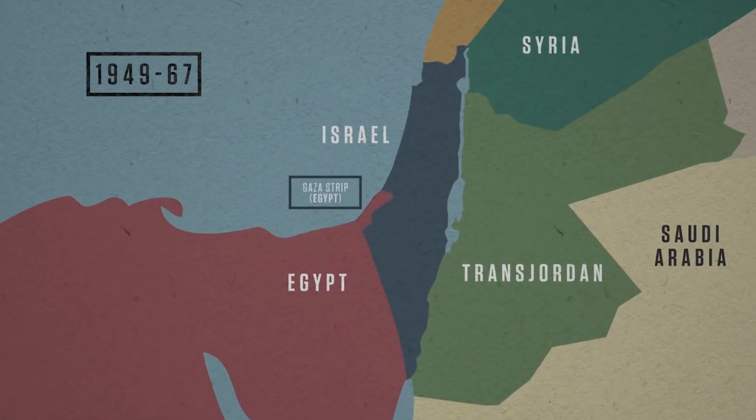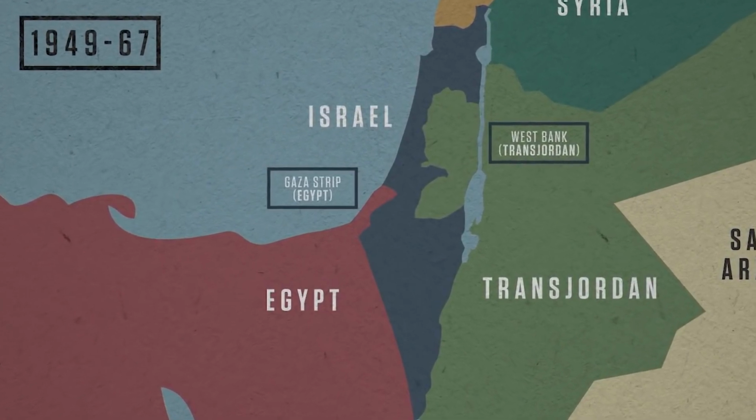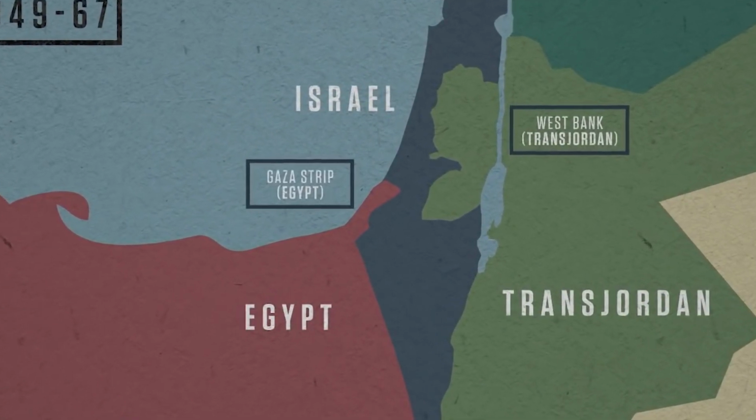Finally, in 1949, a ceasefire was reached and armistice agreements were signed between Israel and several Arab countries. These agreements established temporary borders and ended the war on military terms. Until 1967, when the Six-Day War broke out between Israel and neighboring Arab states.